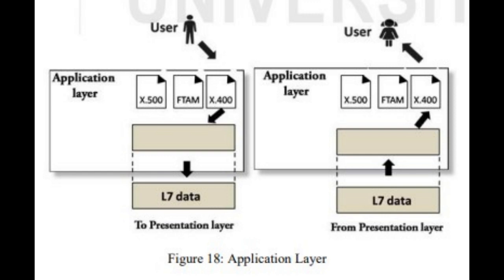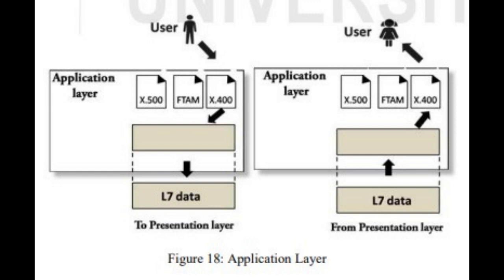Layer 7, application layer. Application layer provides an interface to the user to interact and avail the internet services. To be precise, the application layer is not an application, rather it carries out the functionalities of this layer. Some of the application layer protocols are HTTP, FTP, SMTP, Telnet etc. Figure 18. Application layer. Look at the screen.